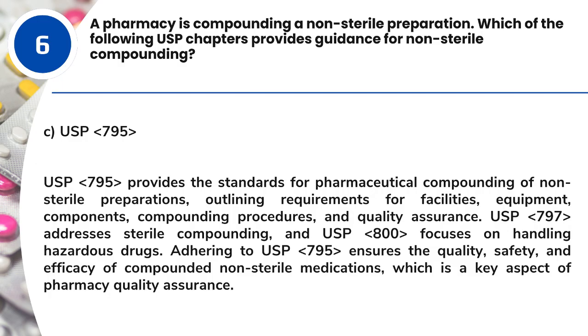USP <795> provides the standards for pharmaceutical compounding of non-sterile preparations, outlining requirements for facilities, equipment, components, compounding procedures, and quality assurance. USP <797> addresses sterile compounding, and USP <800> focuses on handling hazardous drugs. Adhering to USP <795> ensures the quality, safety, and efficacy of compounded non-sterile medications, which is a key aspect of pharmacy quality assurance.